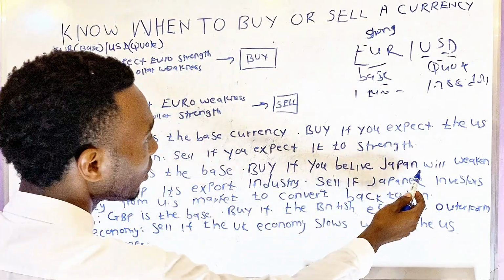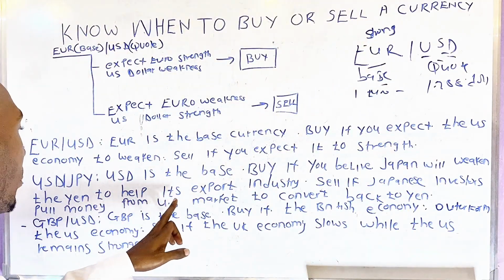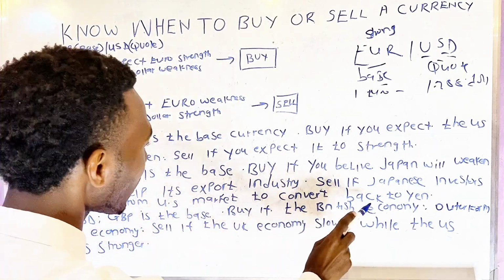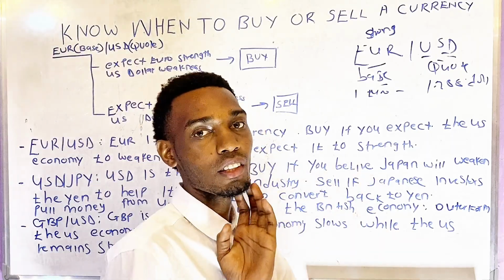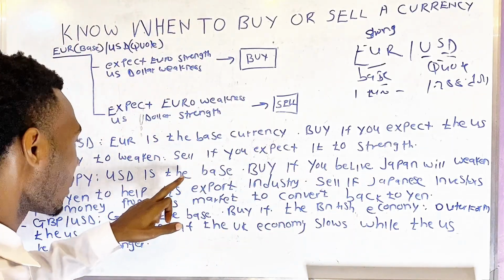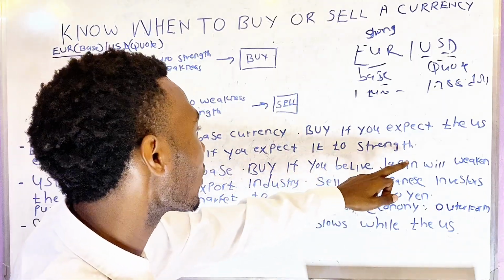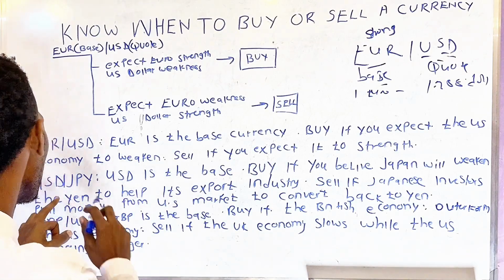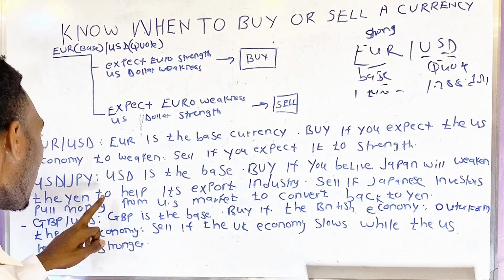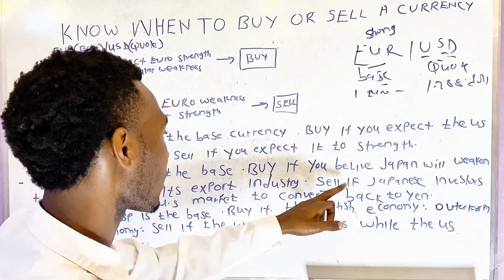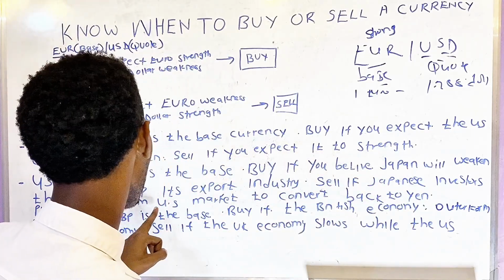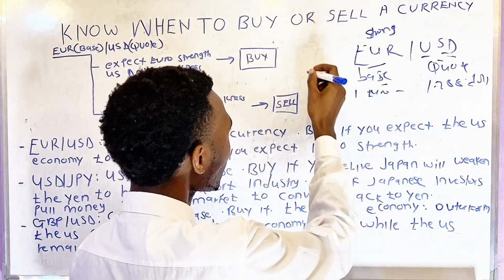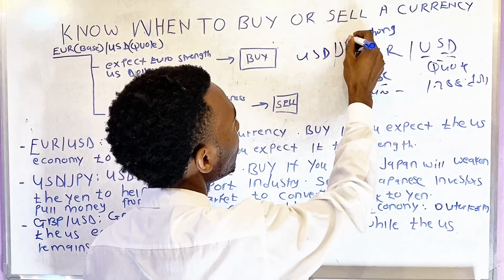Buy if you believe Japan will weaken the yen to help its export industry. Sell if Japanese investors pull money from the US market to convert back to yen. This is what they mean. USD is the base, and the quote is JPY.